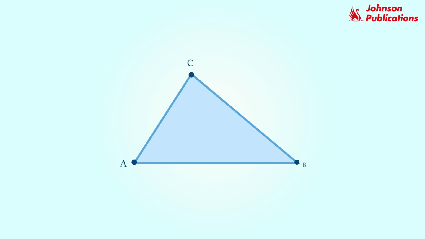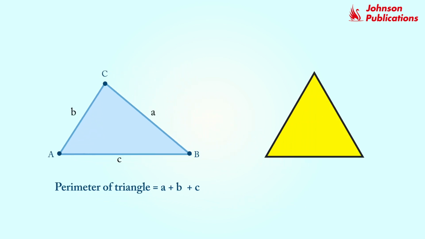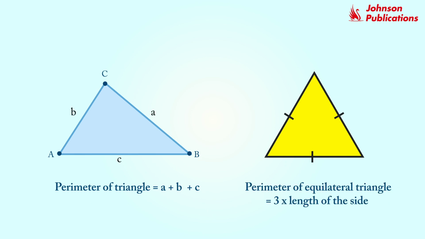A triangle has 3 sides. So, to find its perimeter, just add up the lengths of these 3 sides. In case of an equilateral triangle where all sides are equal, we multiply the length of the side by 3.